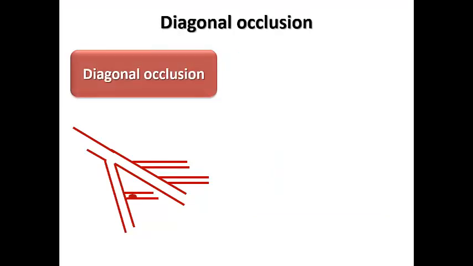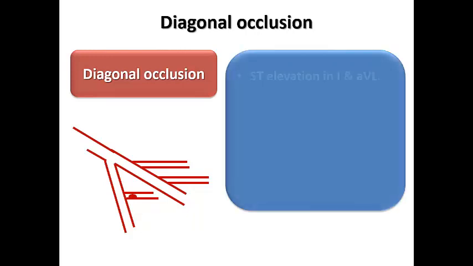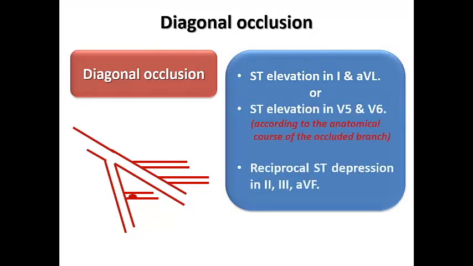If there is diagonal branch occlusion, which is a branch from the LAD supplying the lateral wall, the ST elevation mostly occurs in I and aVL or in V5, V6 with reciprocal depression in the inferior leads. And of course, which 2 of the lateral leads would be involved depends on which branch and what its anatomical course is.